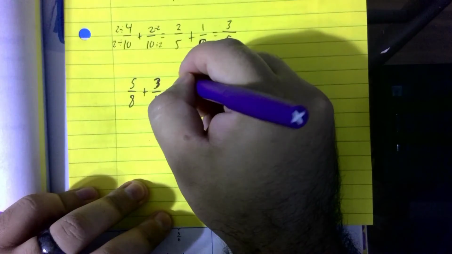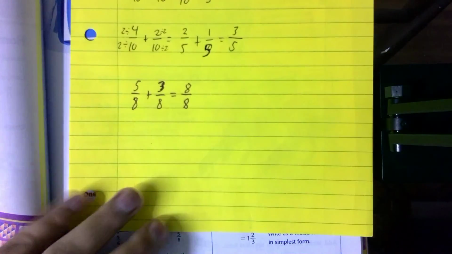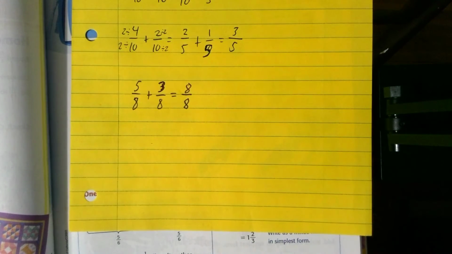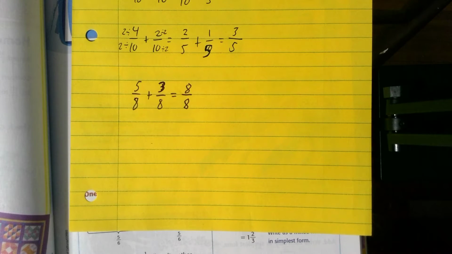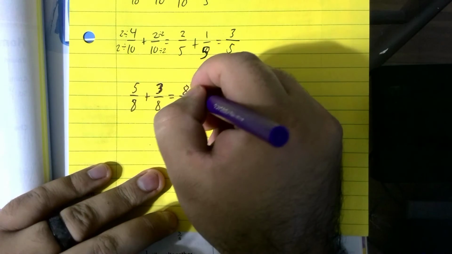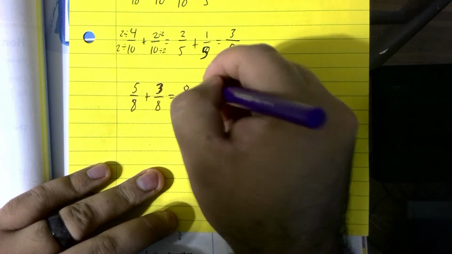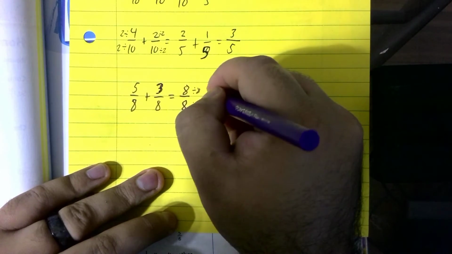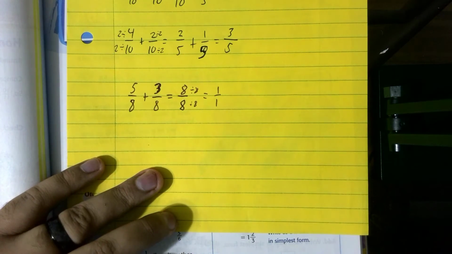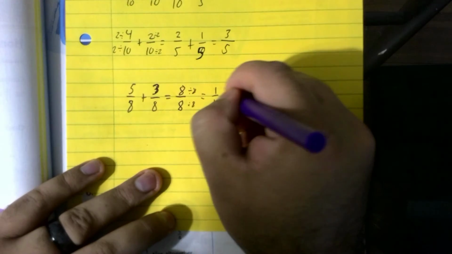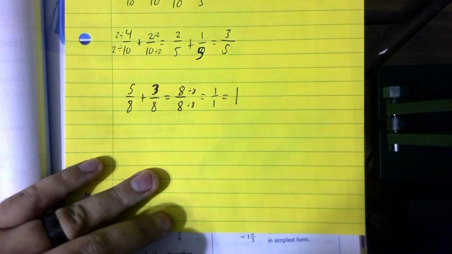So 5 plus 3 is 8. Now we have 8 over 8. Now you could do all the division and you'll figure out that 8 divided by 8 is 1. Or you can reduce it: we divide this by 8 and divide this by 8. They have the same factor. You get 1 over 1. Anytime you have a number over the same number, just know that the answer is just gonna be 1.